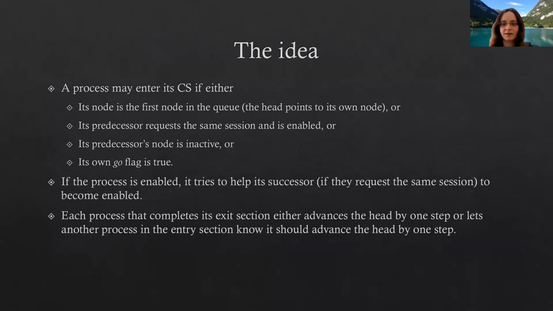Each process that exits the critical section tries to advance the head by exactly one step to the next node. If it succeeds, it changes the go flag of the new head to true. Otherwise, it notifies that another process should advance the head by one step for it.